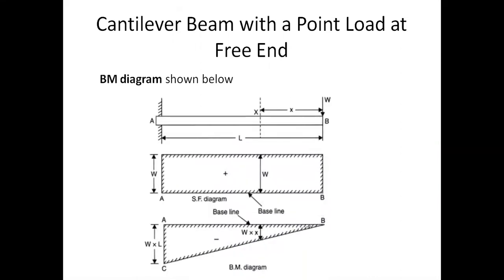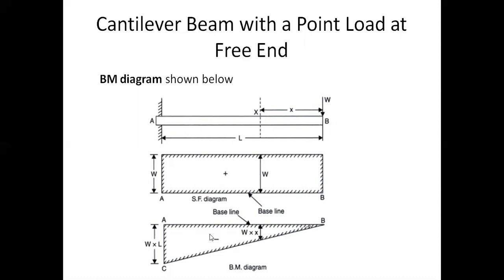We have seen in the last class a cantilever beam with a point load at the free end. Bending moment and shear force diagrams are given below. When a point load is there, the net resultant shear force at any section between A and B will be W only. There is no load between them. Therefore, it is a constant shear force, and it will act for the entire span.